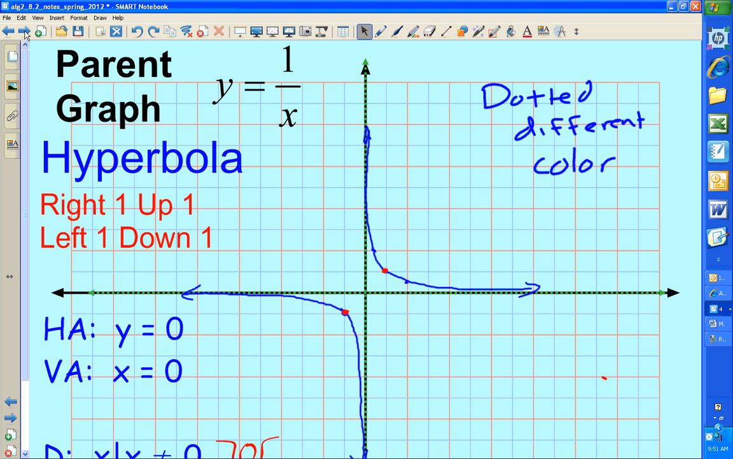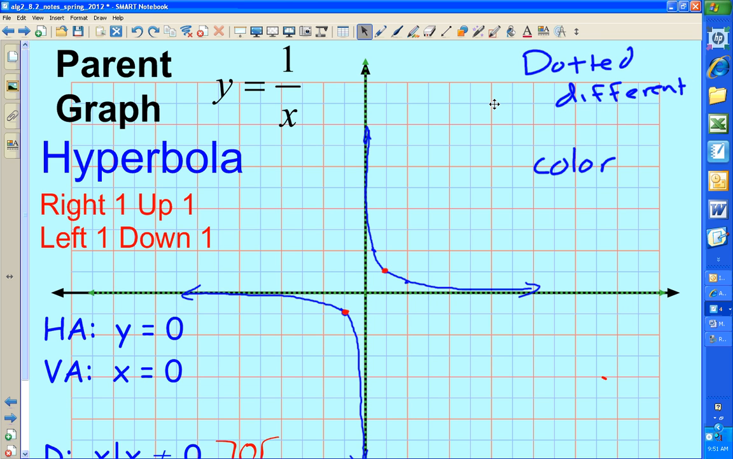Remember, your asymptotes need to be dotted and in a different color from the graph itself. Asymptotes are invisible lines. It's a value that your graph approaches but does not hit. We're going to spend a lot of time talking about the asymptotes today. I'm going to try to give you a couple of ways to determine asymptotes. If you can't figure out one of them, try the other one. The second method, you'll need a scientific calculator, a graphing calculator, or some sort of a calculator to figure it out.